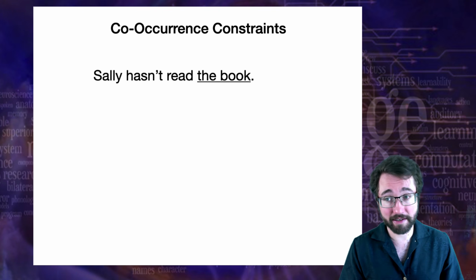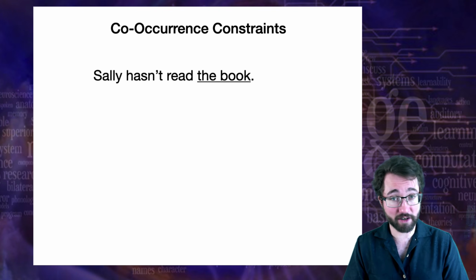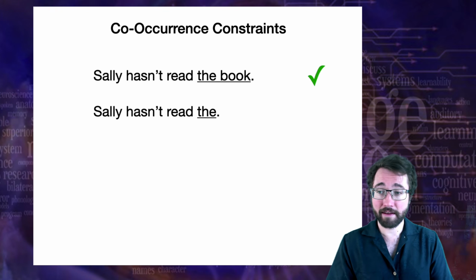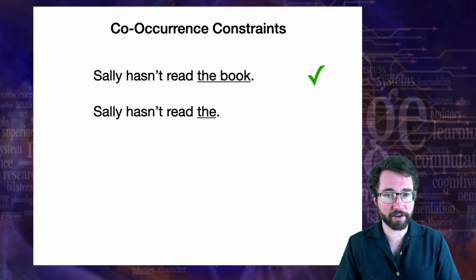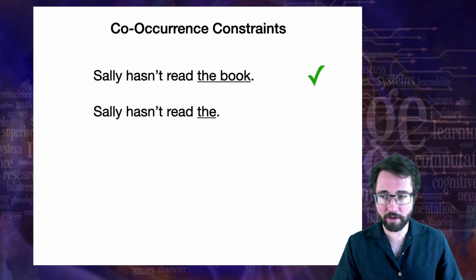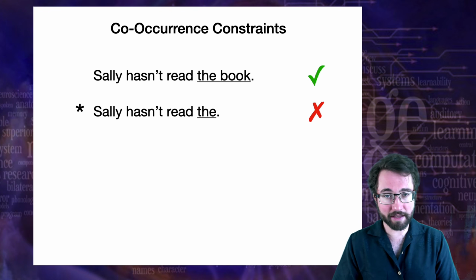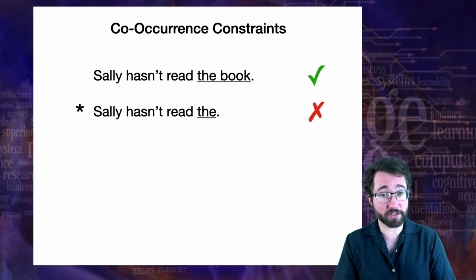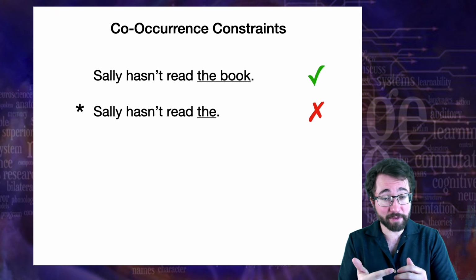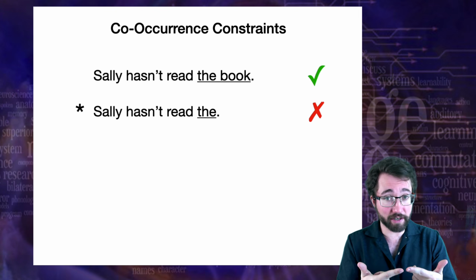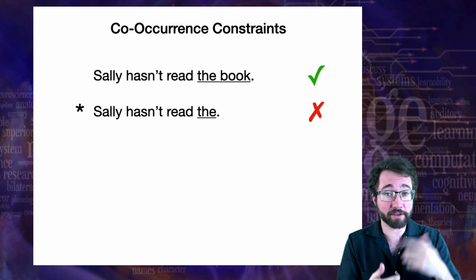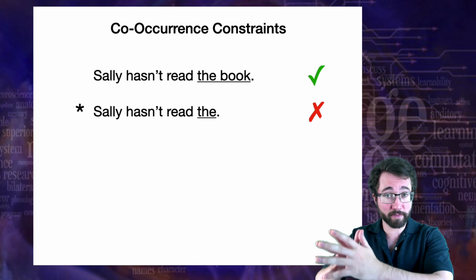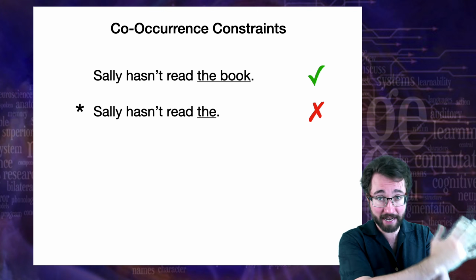Co-occurrence constraints are things like this. This is a grammatical sentence. Sally hasn't read the book. How about this? Sally hasn't read the. Well, it's ungrammatical, and it gets the star. And the reason it's ungrammatical is because of a co-occurrence constraint. If you have a determiner like the, it has to be followed by a noun, like book. But if you get the without the following noun, it's ungrammatical. That's a co-occurrence constraint. The presence of the determiner requires the presence of a noun following it.